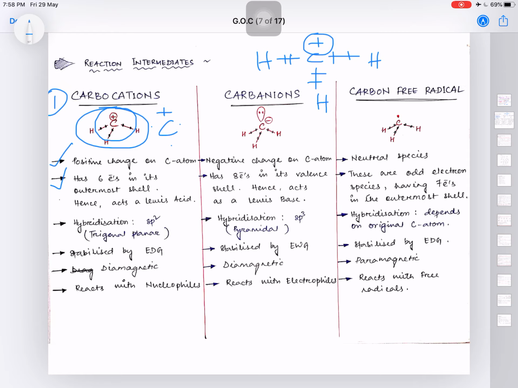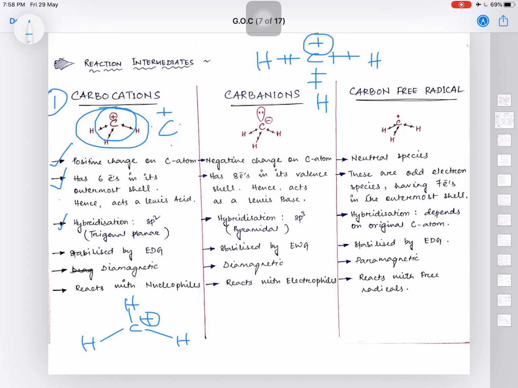Then the hybridization of this carbocation carbon is sp2. So sp2 hybridization means its shape will be like this, trigonal planar. Its shape will be like this. Its hybridization is sp2 and the shape is trigonal planar.